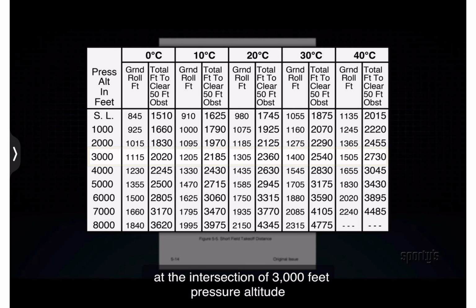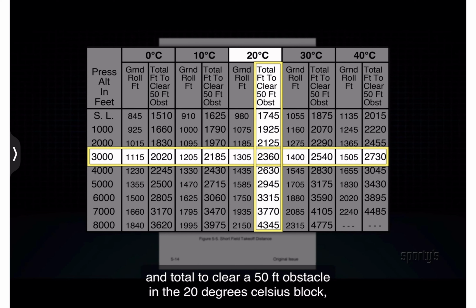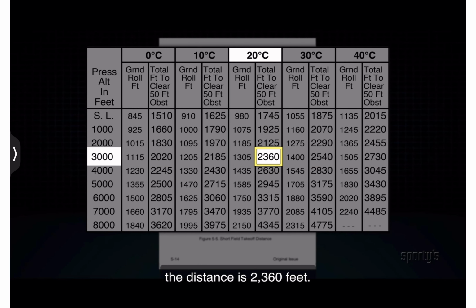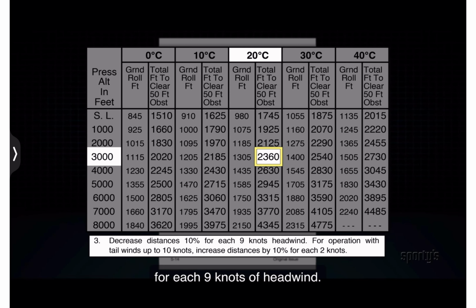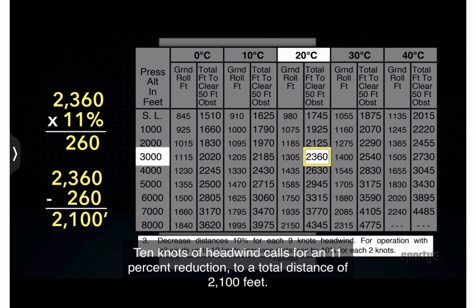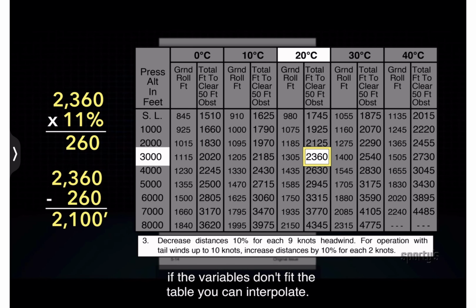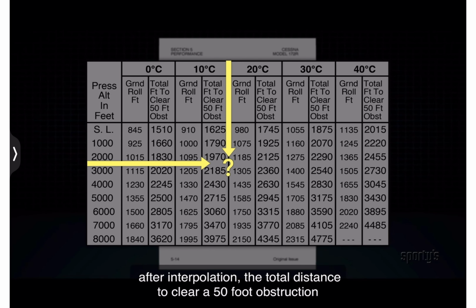At the intersection of 3,000 feet pressure altitude and total to clear a 50-foot obstacle in the 20 degrees Celsius block, the distance is 2,360 feet. According to Note 3, this should be decreased by 10% for each 9 knots of headwind. 10 knots of headwind calls for an 11% reduction to a total distance of 2,100 feet. If the variables don't fit the table, you can interpolate.